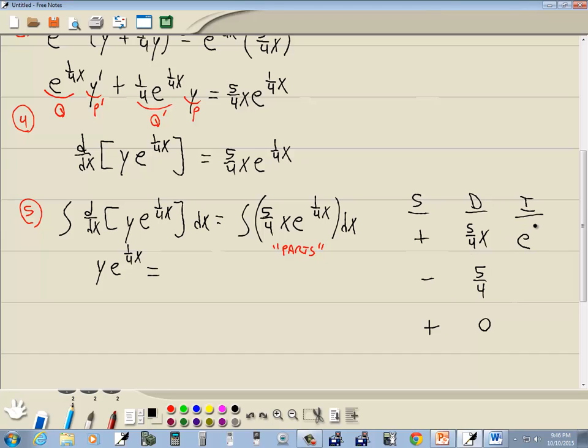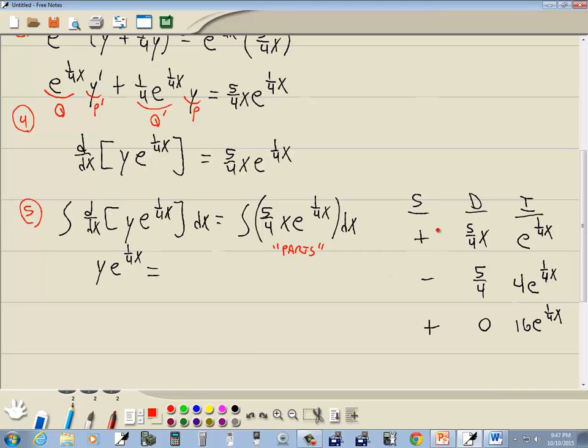Now e to the 1/4 x. If I take the integral of that, and I'm not going to show you all the steps, but if you do this over on the side, it's a u substitution. You let u equal 1/4 x. du will be 1/4 dx, so you need a 1/4 inside the integral, so you put a 4 out in front. So this becomes 4e to the 1/4 x. Now doing the u substitution again, we put another 4 out in front. 4 times 4 gives us 16 e to the 1/4 x.